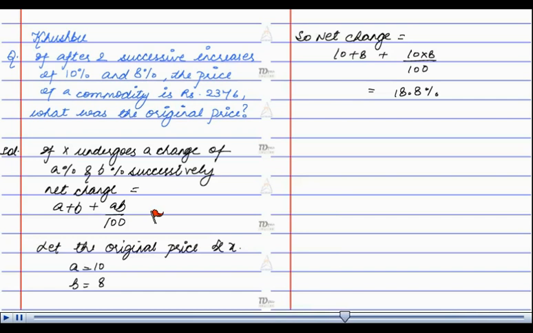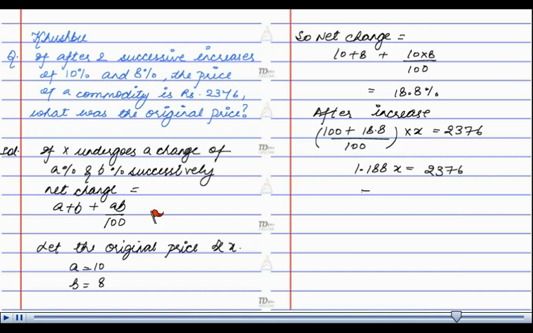It has been given that after the increase, the price becomes 2376. So, after increase, the value will be 100 plus 18.8 by 100 into x, that's equal to 2376, or 1.188x is equal to 2376, which implies x is equal to rupees 2000. Hence, the original price of the commodity was rupees 2000. Thank you.